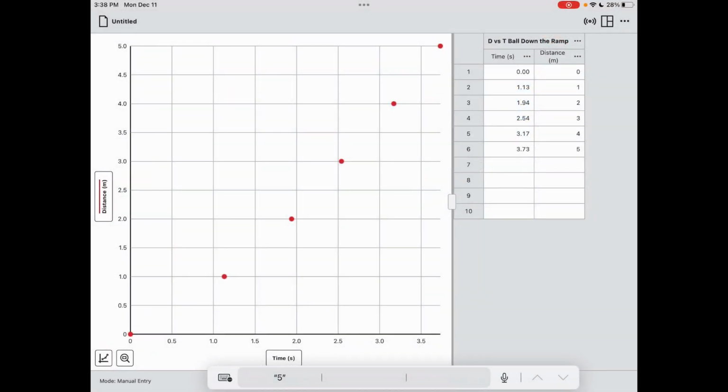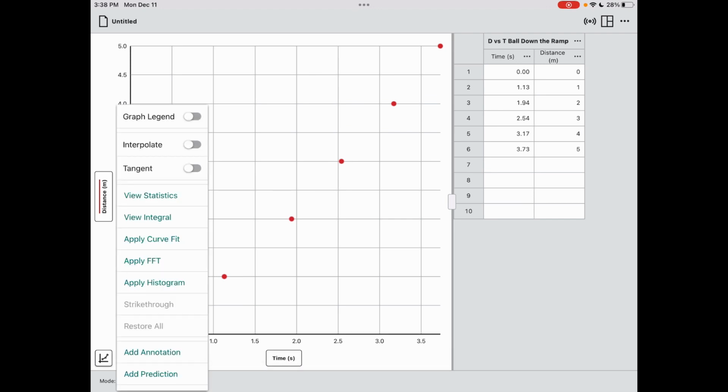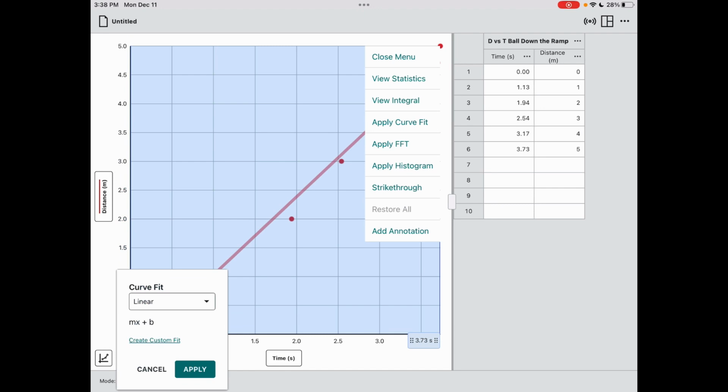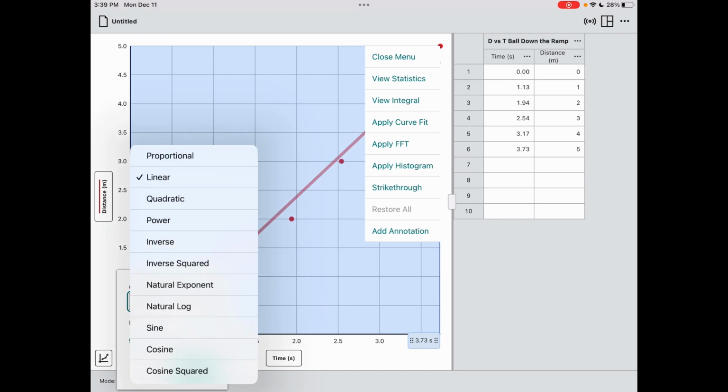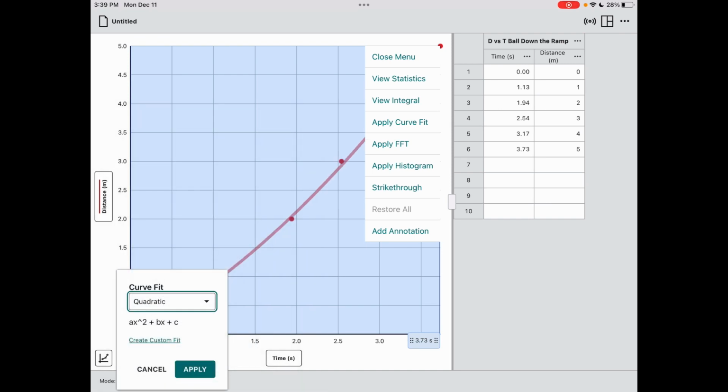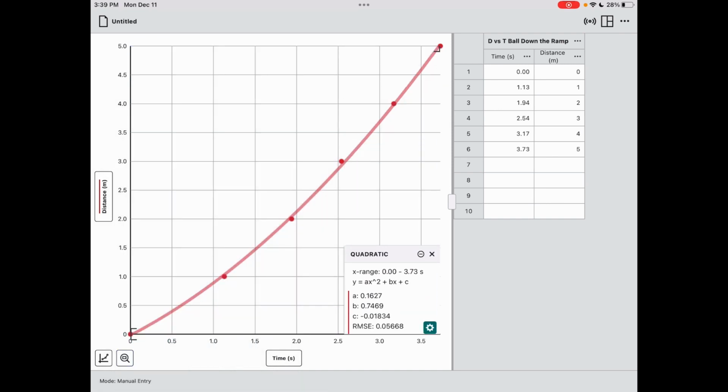Okay, so here is my data graphed. I've got those points plotted there. My y-axis is the distance and the x-axis is the time, so I need to go down here and get my trend line. If I apply curve fit, it immediately pulls up linear, and I can see that it's not a linear relationship, so I'm going to change it to quadratic. See how that better fits the relationship between that data? We've got a slight bit of a curve.